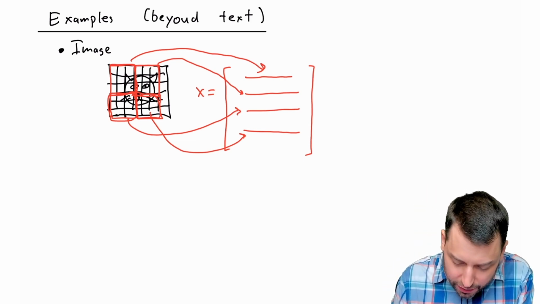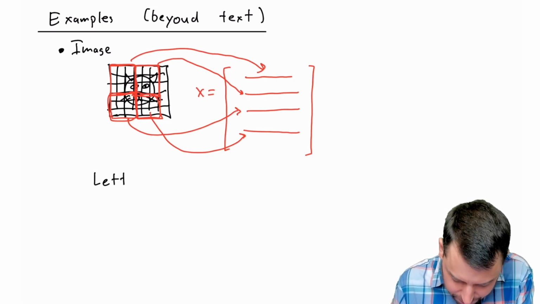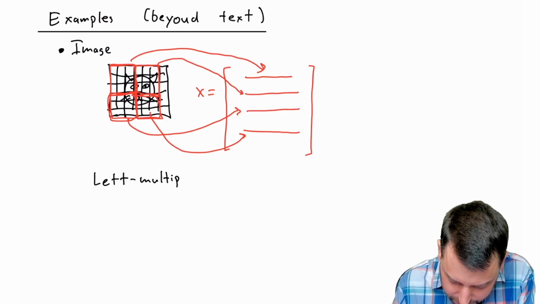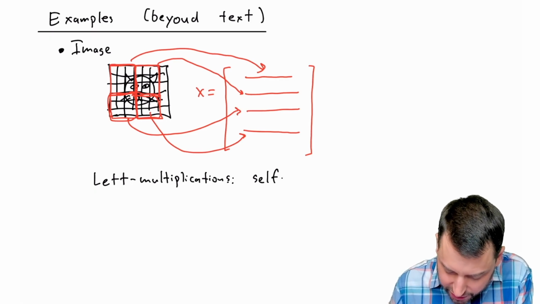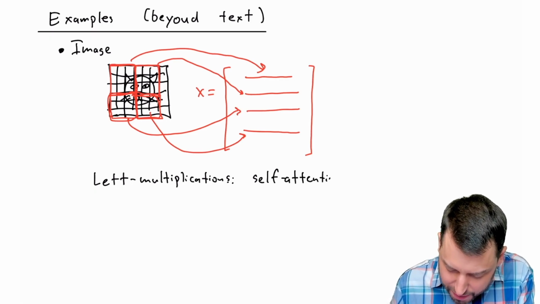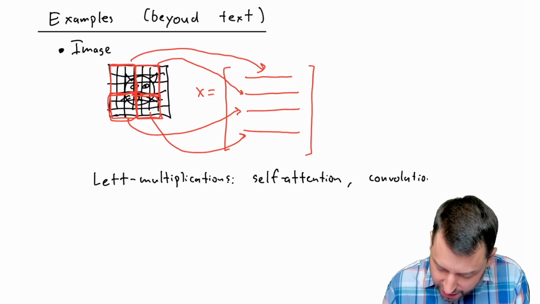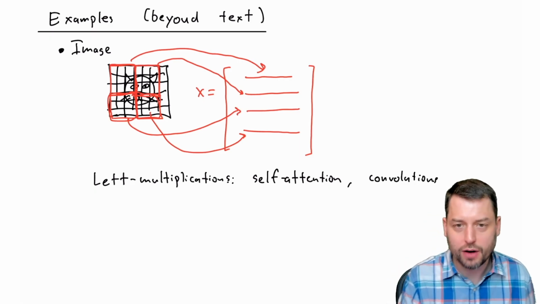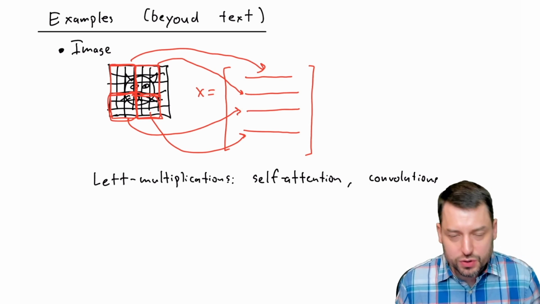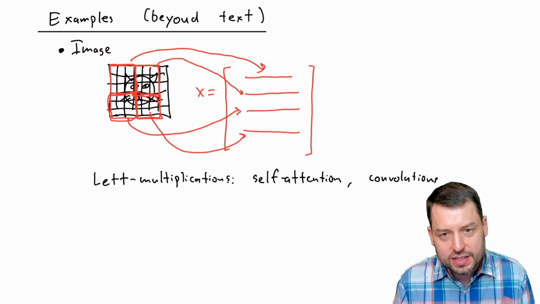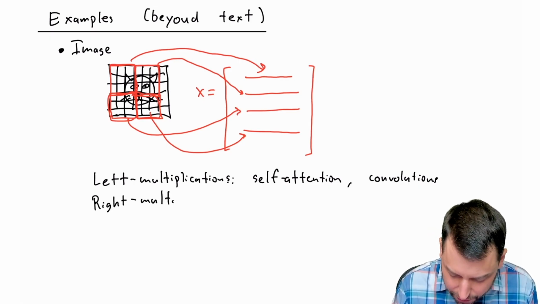So just to be clear, you could have the left multiplication contain things typically like self-attention, which we're going to talk about next time. This is a way of mixing together different rows, but it also includes convolutions and things like this. It's not obvious how to represent convolutions as left matrix multiplications, and it takes a little bit of manipulation to make these things work, but this is how we do it.